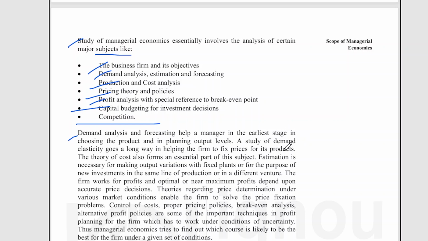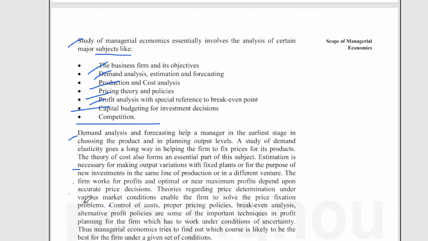Theory of cost also forms an essential part of the subject, and estimation is necessary for making output variation with fixed plans for the purpose of new investment in the same line of production or in a different venture. And the firm works for profit, and optimal or near maximum profit depends on accurate price decisions. And the theories regarding price determination under various market conditions enable the firm to solve the price fixation problem.